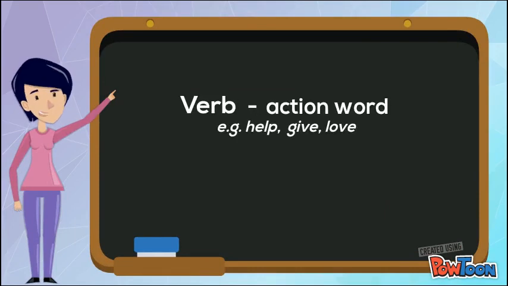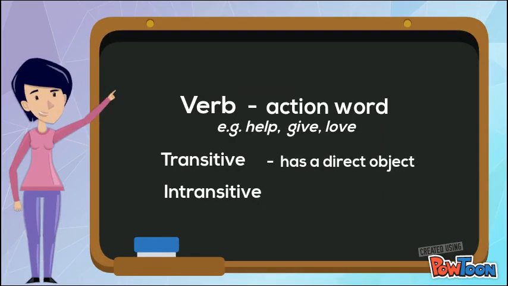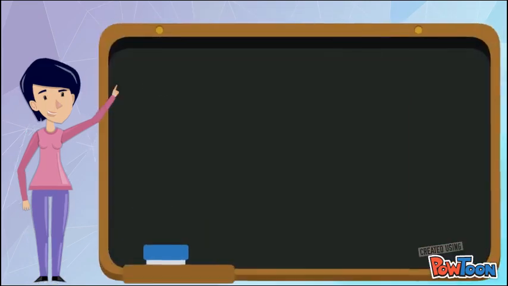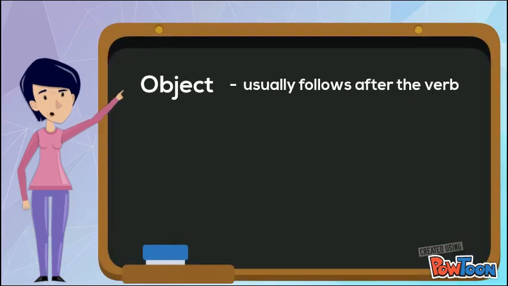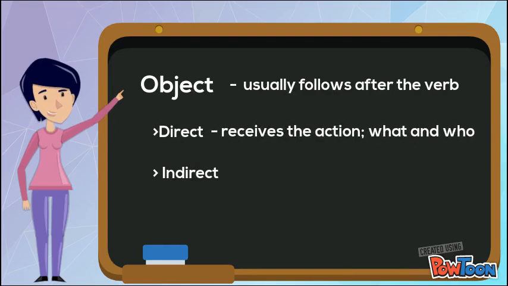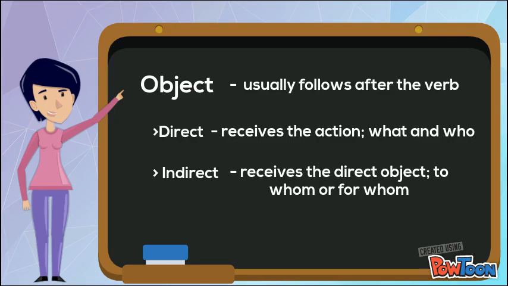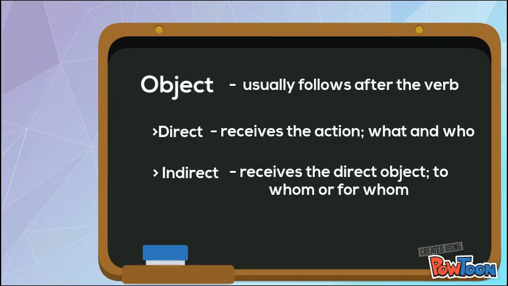The verb is the action word. It has 2 types, the transitive and the intransitive. Transitive verb has a direct object, while intransitive verb does not have a direct object. The object is any noun or pronoun that follows after the verb. It can either be direct or indirect. Direct object receives the action and answers the question what or who, while indirect object receives the direct object and tells to whom or for whom the action is done.